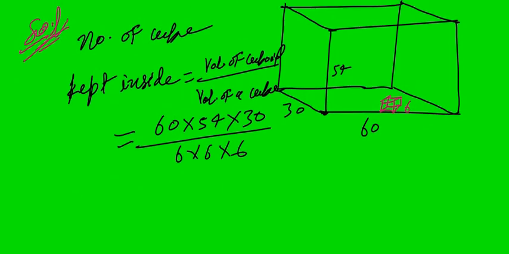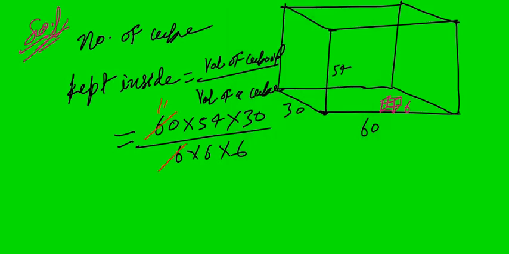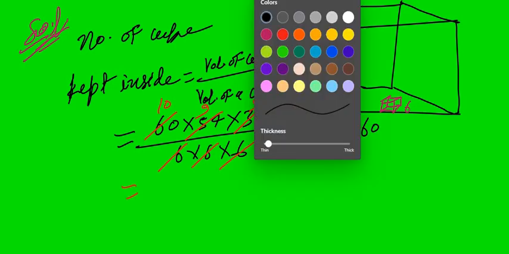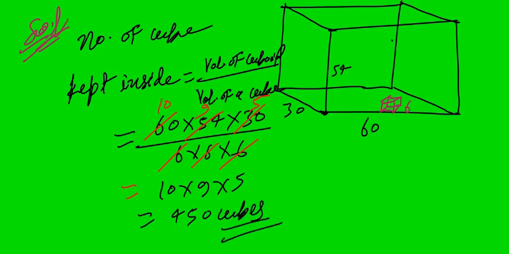Simply you have to solve it, and don't multiply it, just cancel it, you will get the solution. See 60 will be cancelled with 6 in 10 times, 54 will be cancelled in 9 times, and 30 will be cancelled in 5 times. So what will it come finally? 10 into 9 into 5, that is 450. So 450 cubes can be placed inside the cuboid. So this is a very simple question.